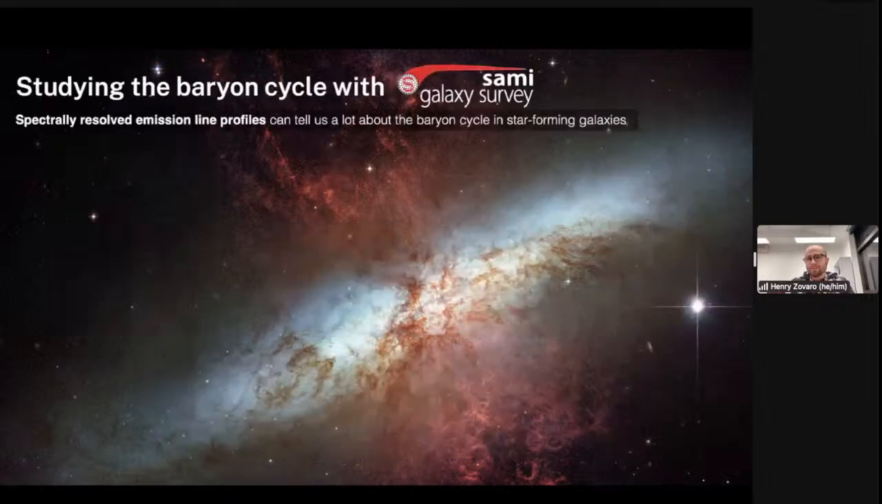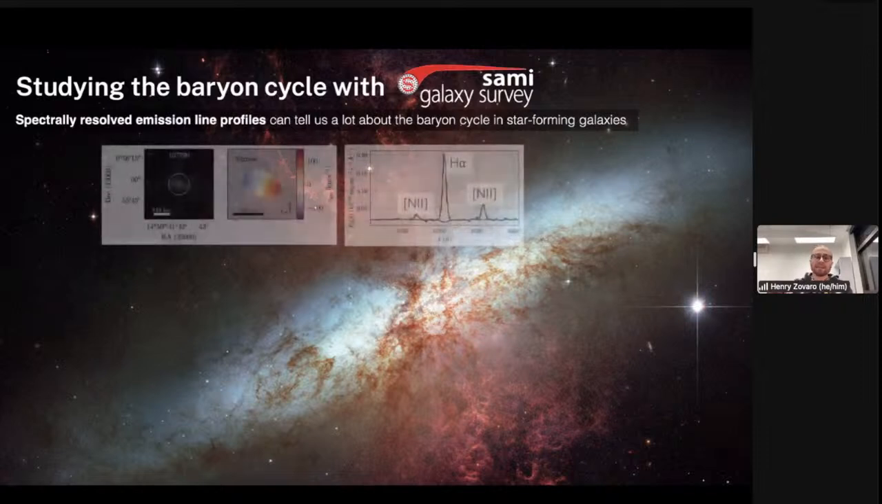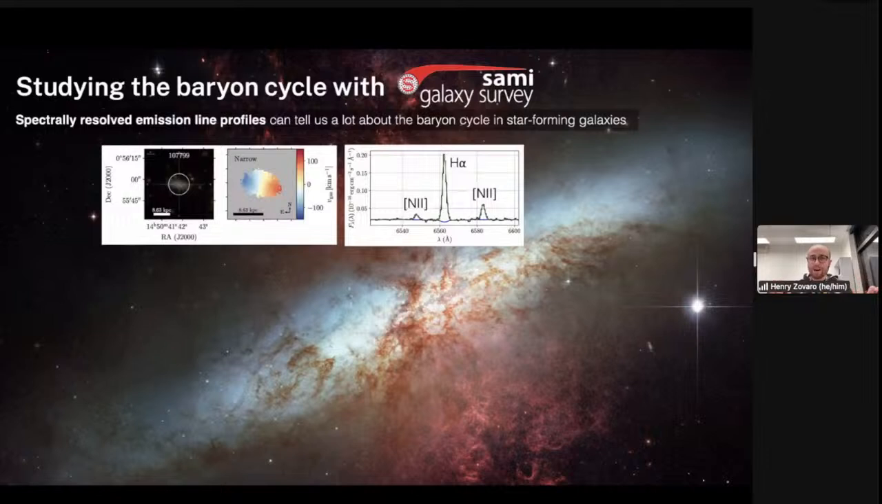So here's an example of how we can study the baryon cycle with SAMI. In particular, spectrally resolved emission line profiles can tell us a lot about what's going on with the gas flows in these galaxies. Here is an image of a typical garden variety star-forming galaxy that you might see in the SAMI Galaxy Survey. On the left here, I'm showing the SDSS RGB optical image, and on the right, I'm showing the velocity field that is traced by the emission lines.